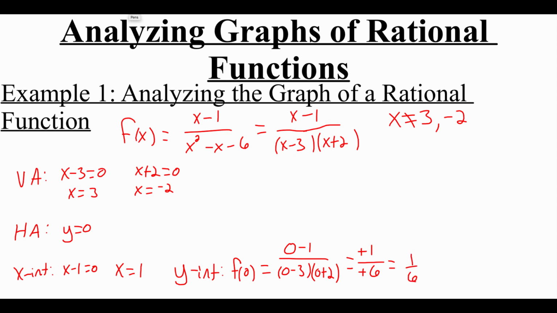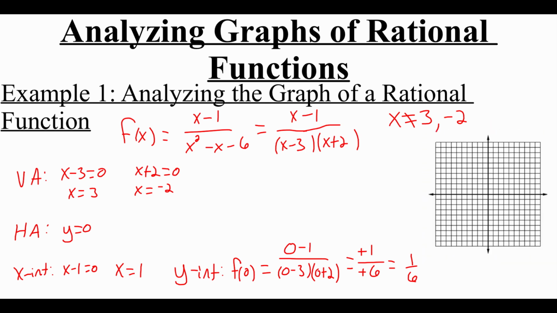Now let's get a set of axes in here so that we can do some graphing. First thing I'm looking at is that we have two vertical asymptotes, one of them at an x value of 3 and one of them at x equals negative 2. So I'm going to draw those in on my graph. I also know that we're going to have a horizontal asymptote along y equals 0.